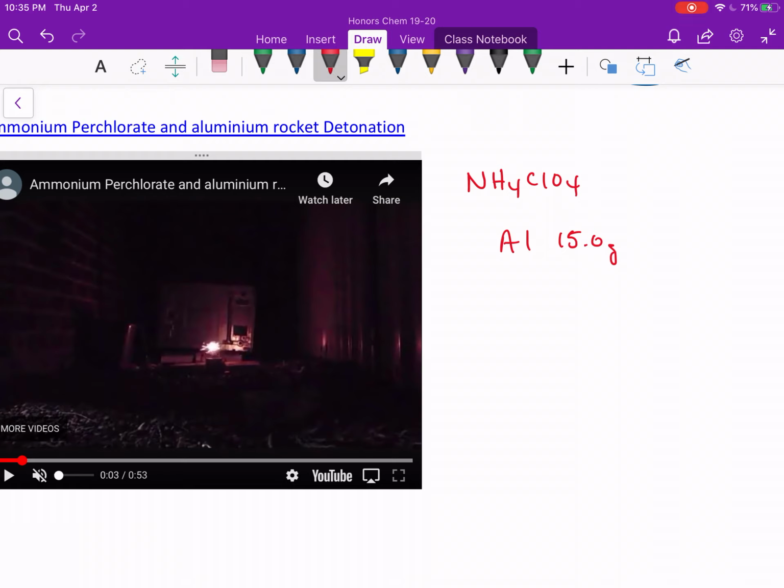15.0 grams of aluminum and I reacted it with 15.0 grams of the ammonium perchlorate. So this is a little bit different problem because now we have a finite amount of both reactants, and we don't know necessarily just by looking at it which one's going to be limiting. And so we have to figure that out because we have a finite amount. We don't know which one's in excess. We don't know which one's limiting.